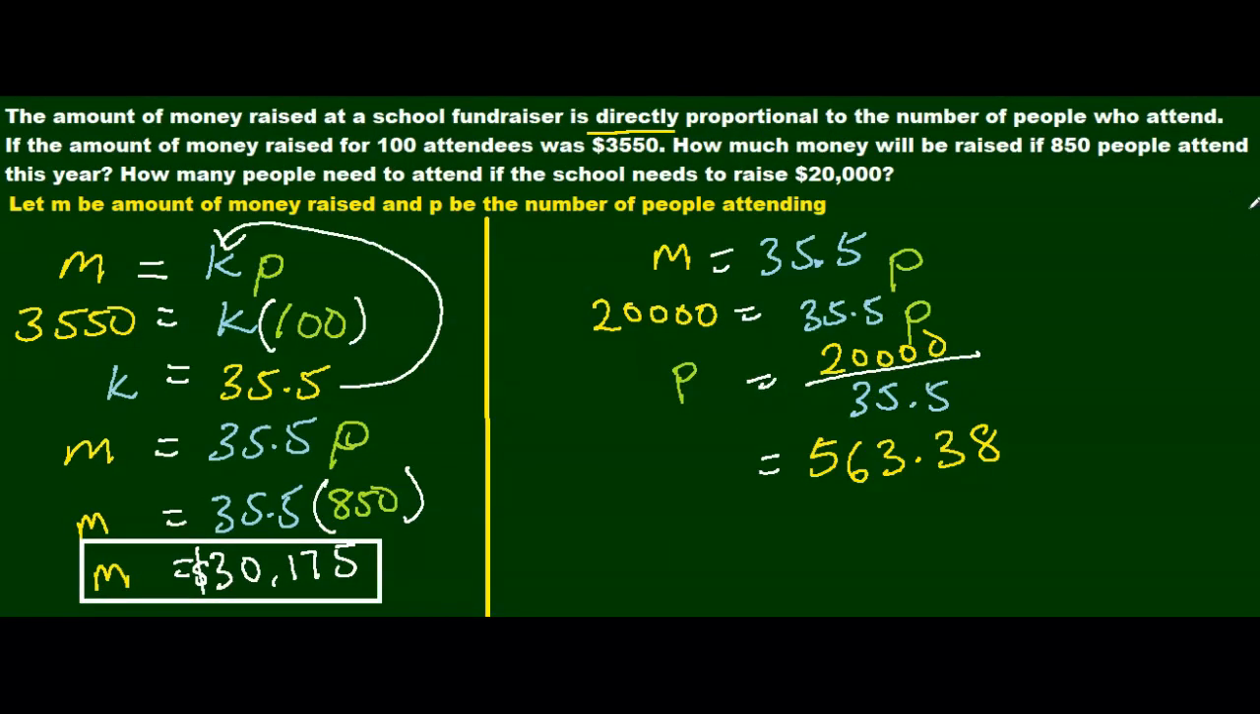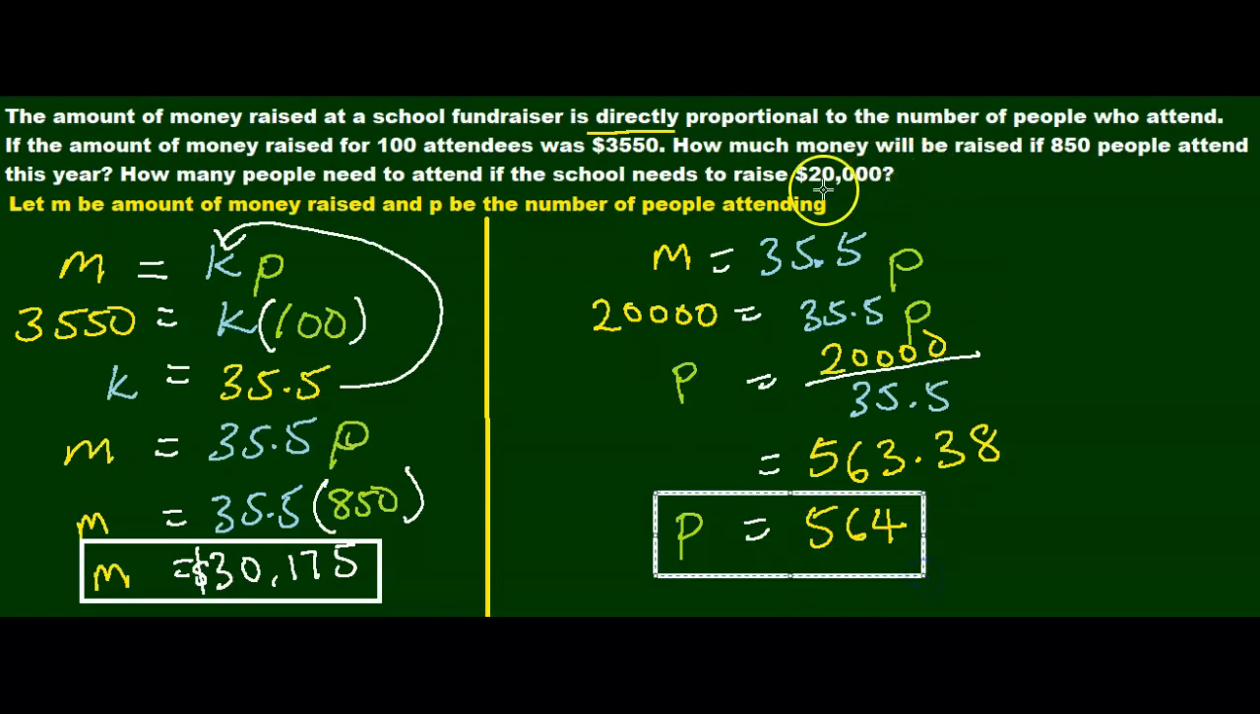That gives me 563.38. Now remember, we're referring to people. So in order for us to raise at least $20,000, we need to have our P be 564, because even though we have a number of 563.38 and 3 is less than 5 behind our decimal, we have to round up, because if we round down, we will not make enough money to meet our $20,000 goal.